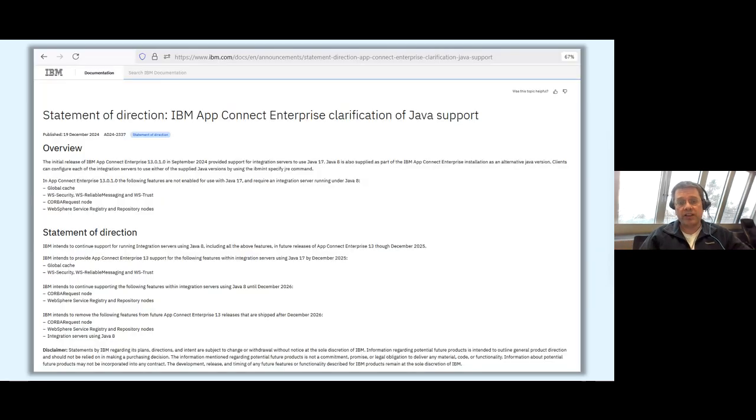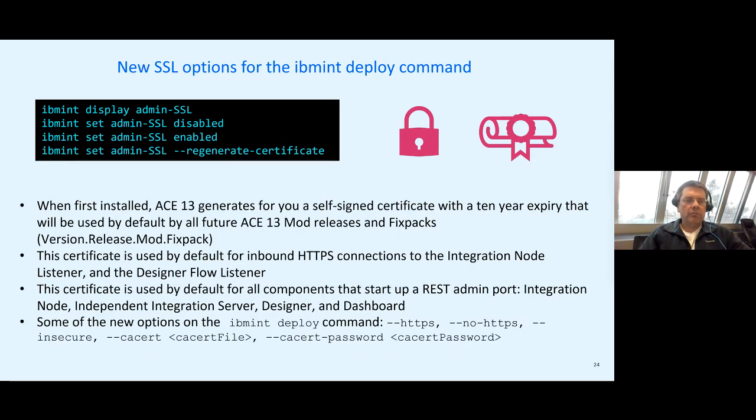For anybody who wants more detail on that, we've got the statement of direction that is fully public. Anybody can go down to the web address that's shown on the chart here and read more about those various stages. It's just a little bit of advance warning that you might want to think about the levels of Java that you're using.